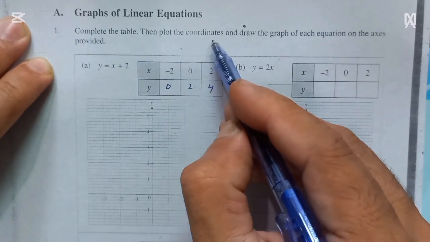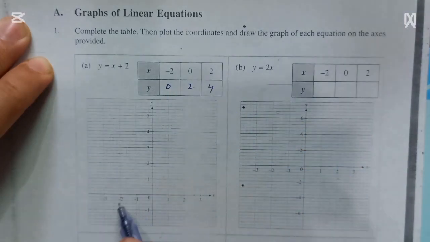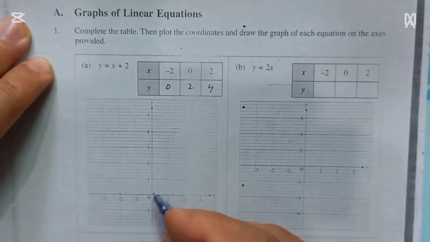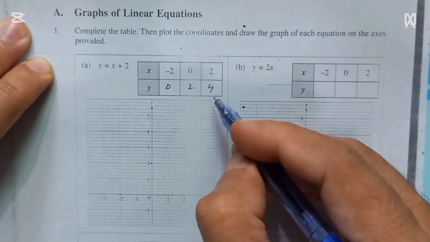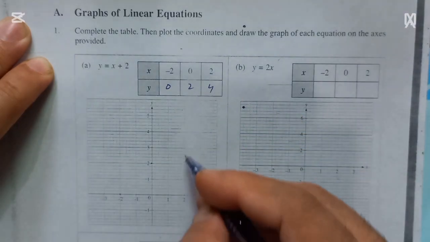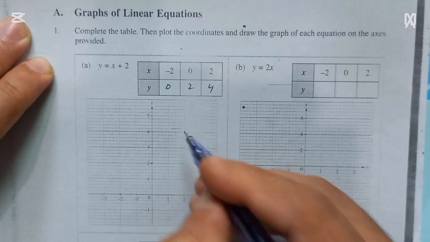Then plot the coordinates. Now the coordinates are minus 2, 0. So this is minus 2, 0. This is the first point. The next point is 0, 2. So this is 0 and this is 2. This is the second point. And the next point is 2, 4. Here is 2 and here is 4. So this is the third point.